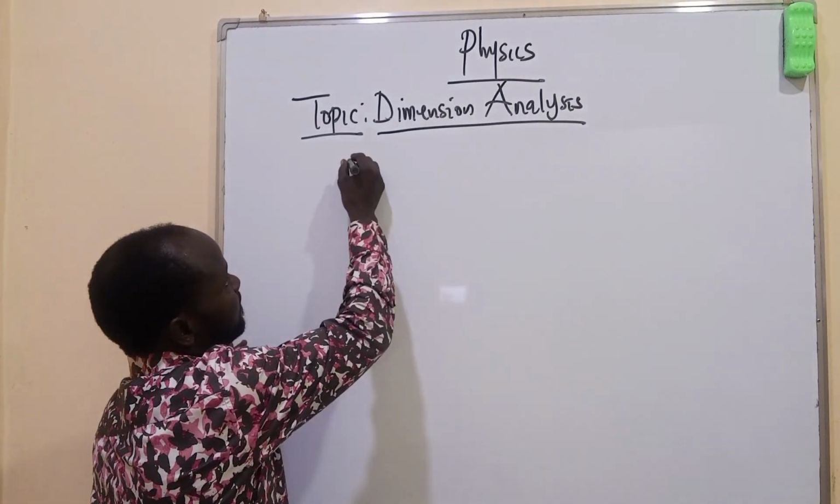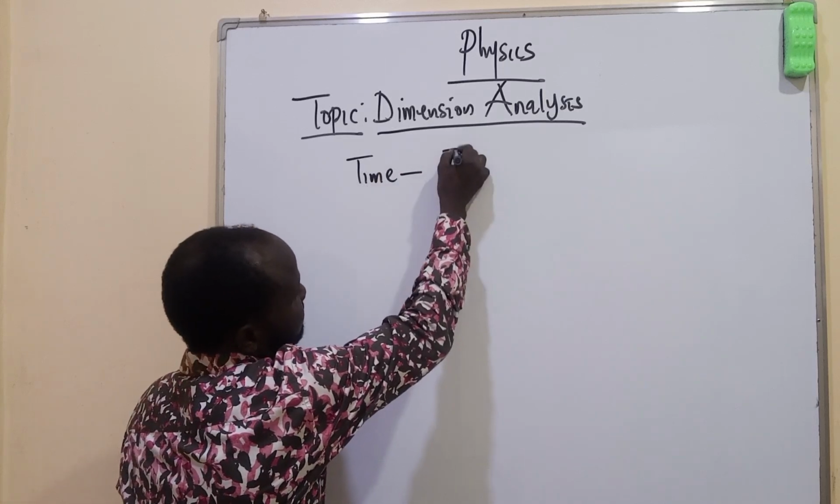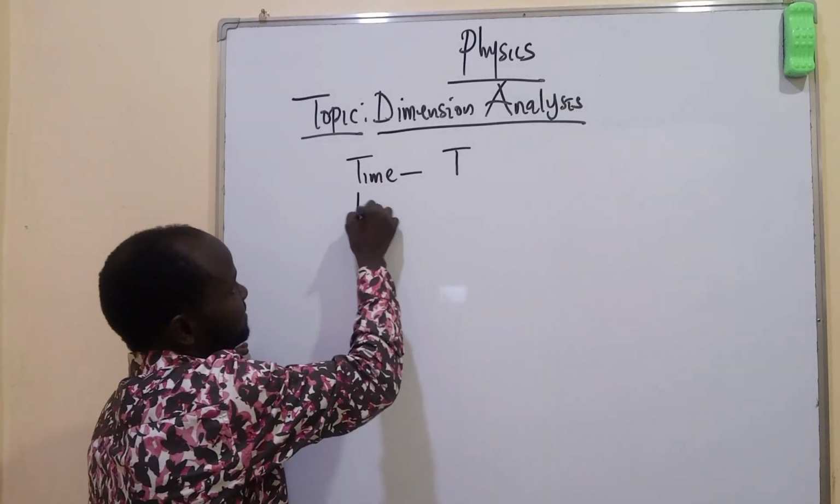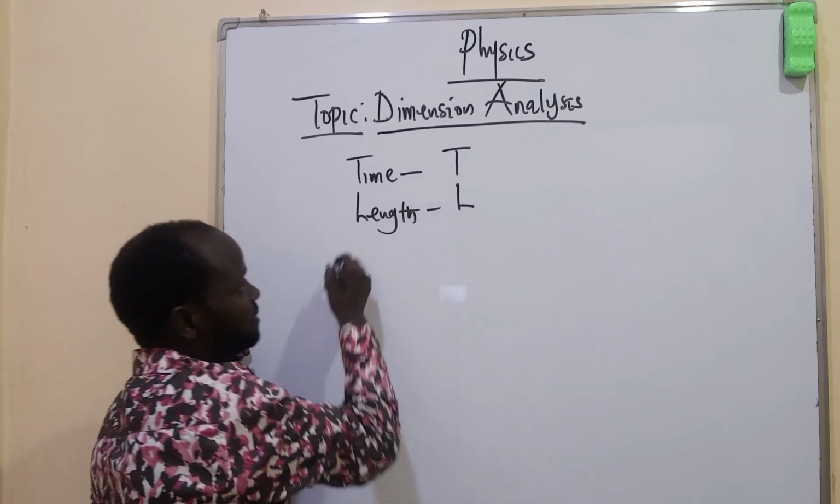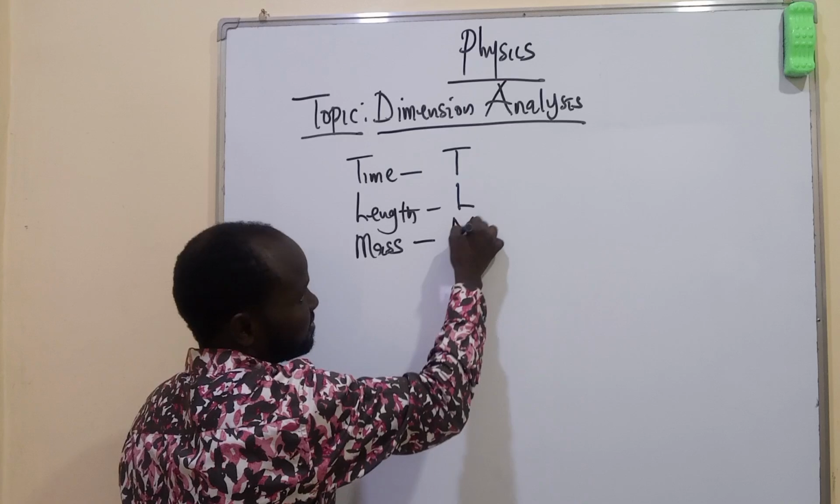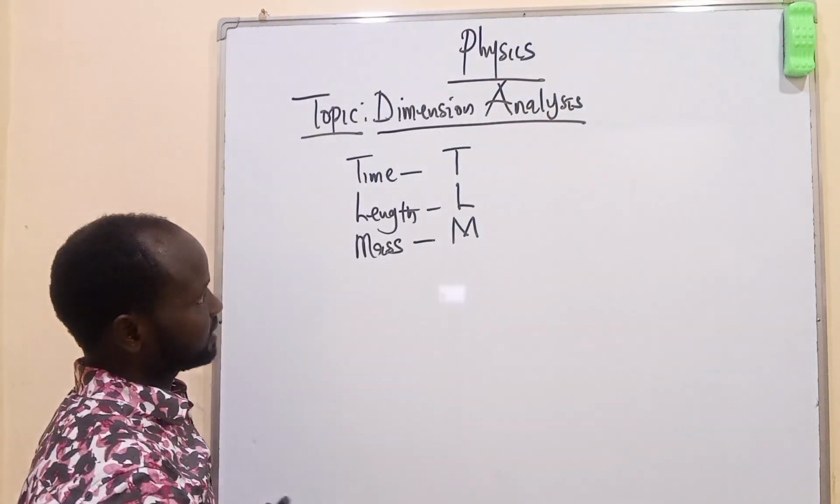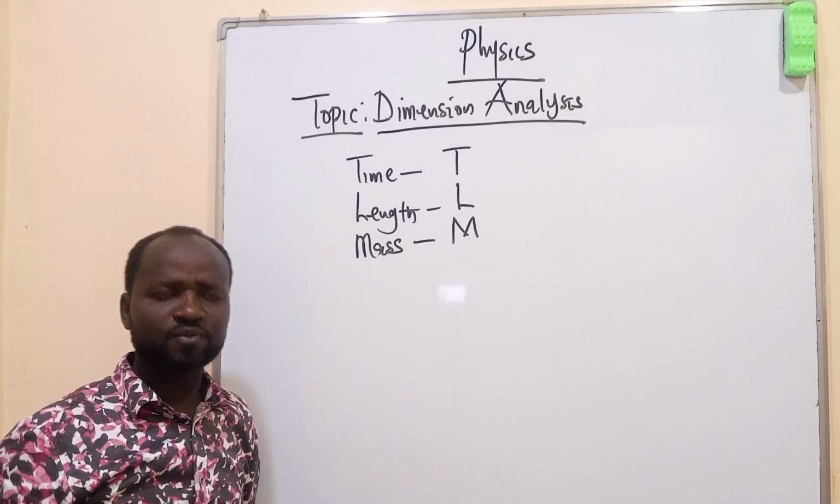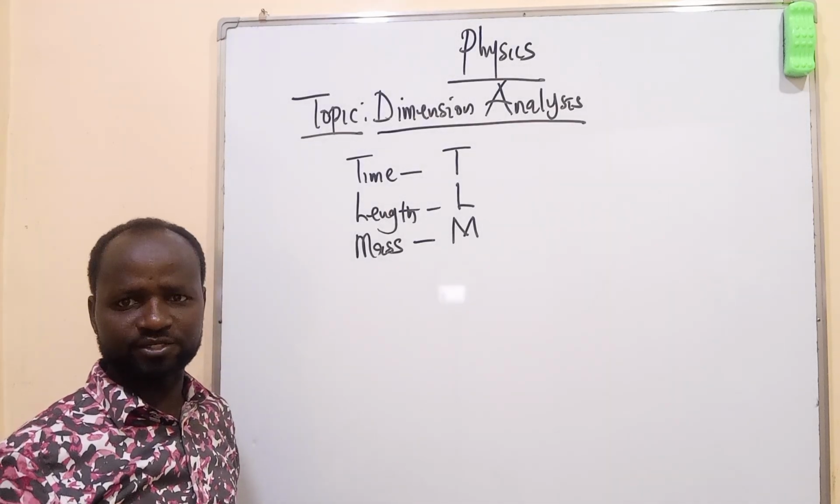Number one, time. The dimension for time is T. Length. The dimension for length is L. Then mass. The dimension for mass is M. Very important. Maybe we are asked to find the dimension of force, velocity, or acceleration as the case may be.